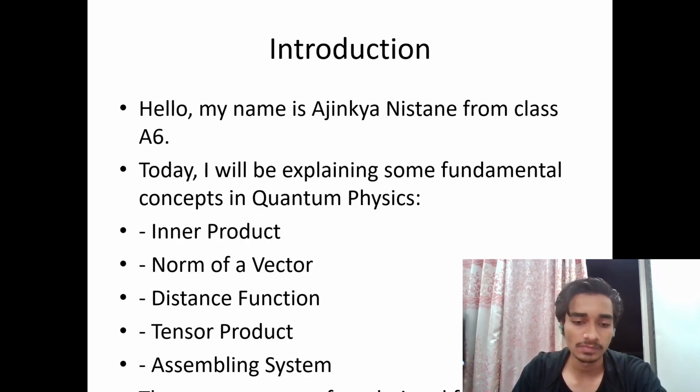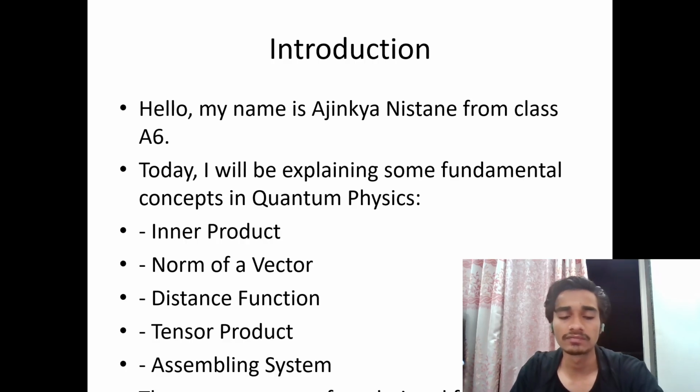Before we dive into the details, let me briefly introduce what we're going to cover. We'll start with the inner product, which helps us measure angles between vectors. Then we will move to the norm, which tells us the length of a vector. From there, we will discuss the distance function, which helps us measure how far apart two points or vectors are. Then we'll explore the tensor product, which is important in combining quantum states. And finally, we'll look at assembling system, a concept that comes into play when solving complex equations numerically, like in simulation.